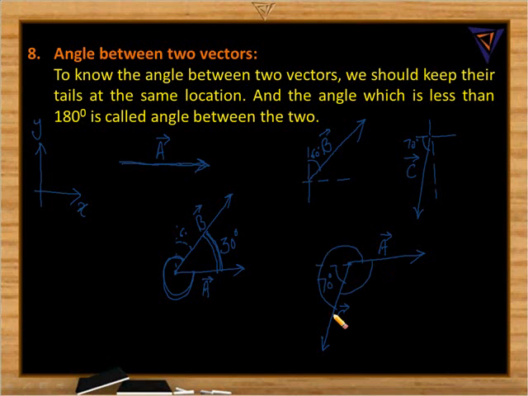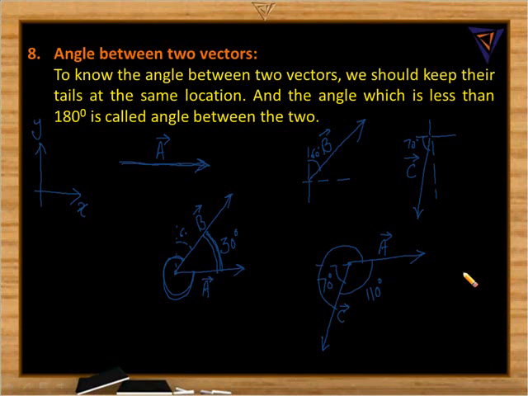So the angle between the vectors is always referred to as the angle for the gap which is less than 180 degrees. So in this case it is 70 degrees, so the remaining 110 degrees will be the angle between A and C. In the same way, you can find the angle between the vectors B and C.